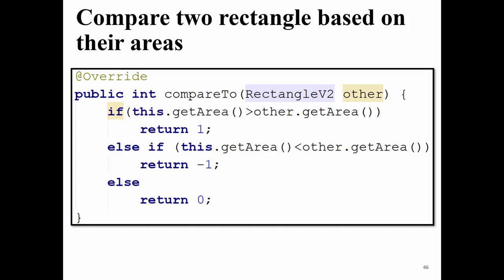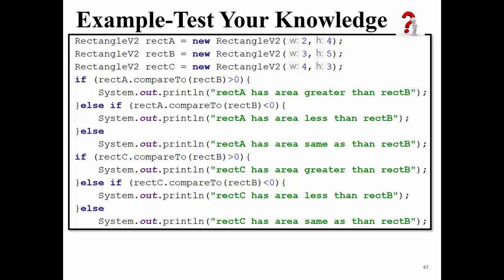So this is a zoom of the compareTo, in case it was difficult for you to read it from the previous slide. If this dot getArea is greater than the other dot getArea, we return 1. That means this object is greater than the other object in terms of order. And if this getArea is less than the other getArea, we return -1. That means this object is less than the other object. Otherwise, we return 0.